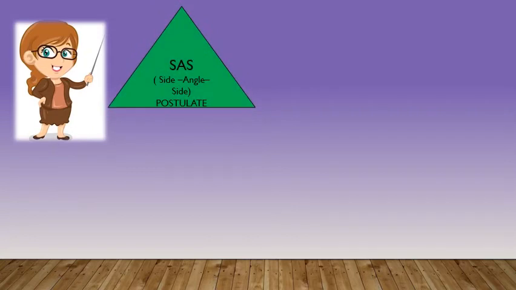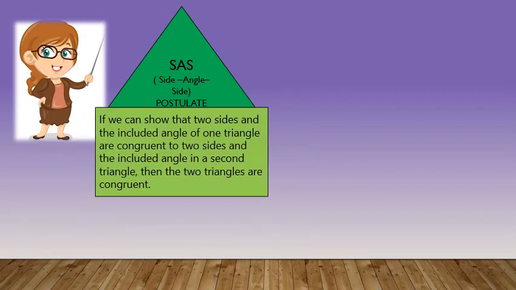Let's talk about the side angle side postulate. If we can show the two sides and included angle of one triangle are congruent to the two sides and included angle in a second triangle, then the two triangles are congruent. So take note, two sides and included angle of one triangle are congruent. So therefore, that is side angle side.